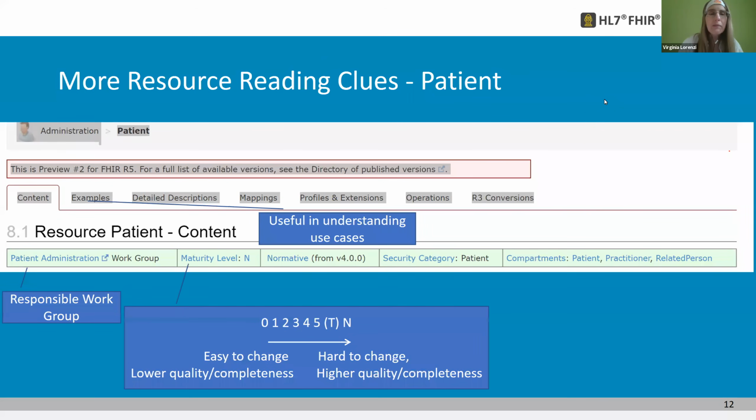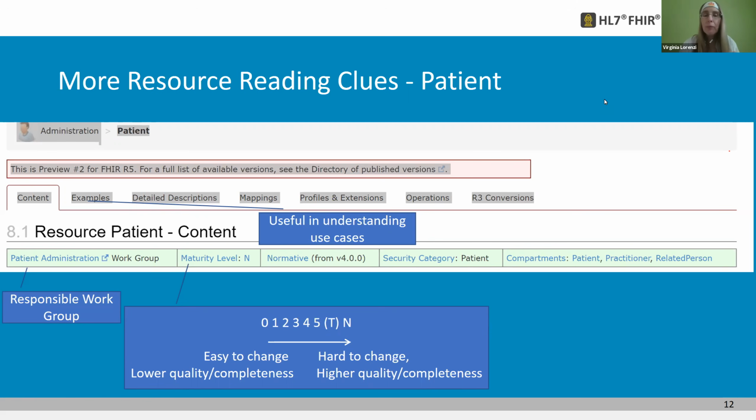Another really important aspect of resources is both the maturity level and the normative flag. When a resource is first born, it's like a baby. It's very immature. It is very low quality. It is very incomplete. It has no experience with the world, right? It's also easy to change. Then it goes up the maturity ladder from 0 to 5, and then trial use, and normative. And as it goes up that ladder, it gets reviewed and validated, and it gets tested in connectathons, and then it gets tested in the real world.